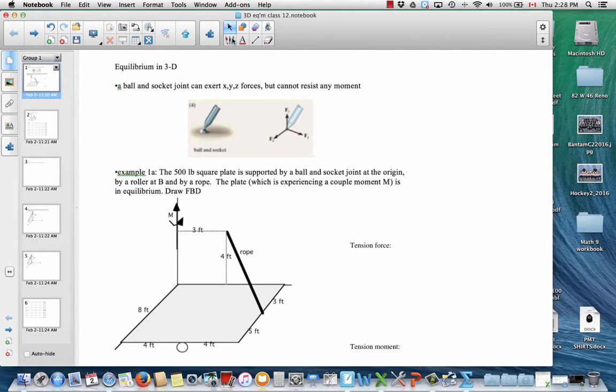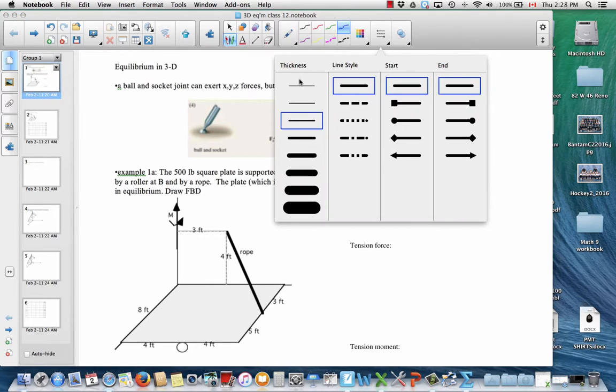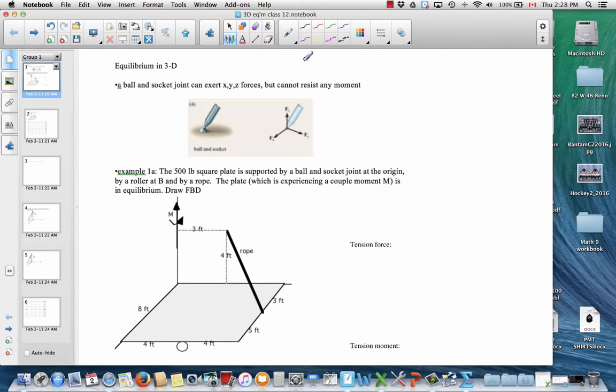Okay, our topic for today is equilibrium in three dimensions. We already discussed this for point objects, but now we're going to look at extended bodies. Previously, when we did point objects, we only had to consider the forces summing to zero. Now, we're also going to consider the moments summing to zero. And we're going to add in a few other structures.